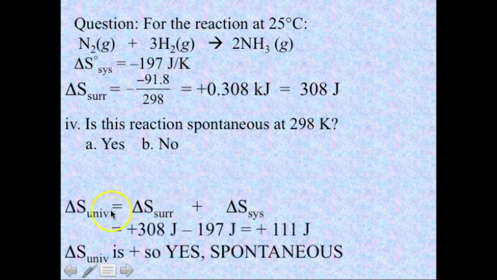Okay, here we go. All we have to do is figure out the change in entropy of the universe. And if that's positive, then it's going to be a spontaneous change. And we have two components of that, the change in entropy of the surroundings plus the change in entropy of the system. The change in entropy of the surroundings is positive 308 joules. The change in entropy of the system is minus 197 joules. Add them together, you get a positive 111 joules. So the change in entropy of the universe is positive, so yes, this is a spontaneous change.